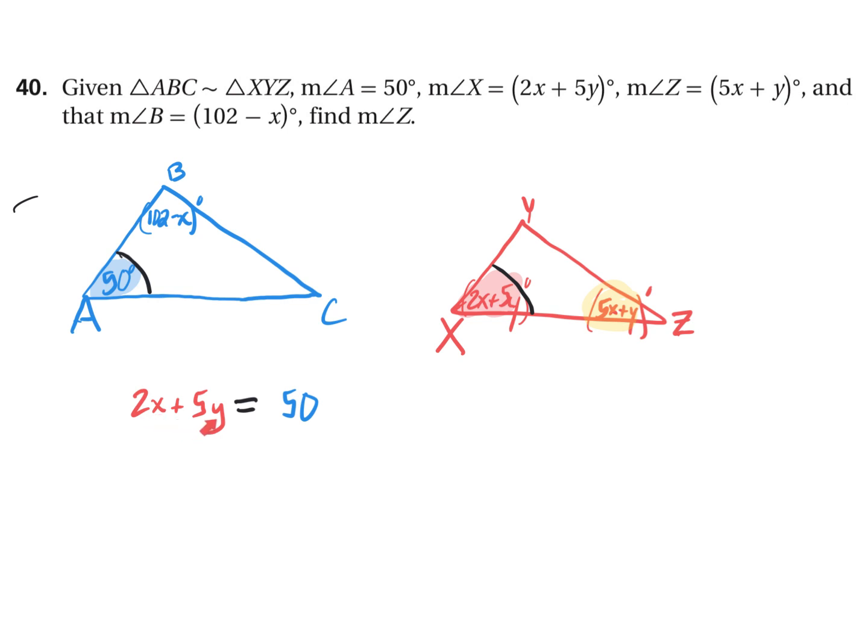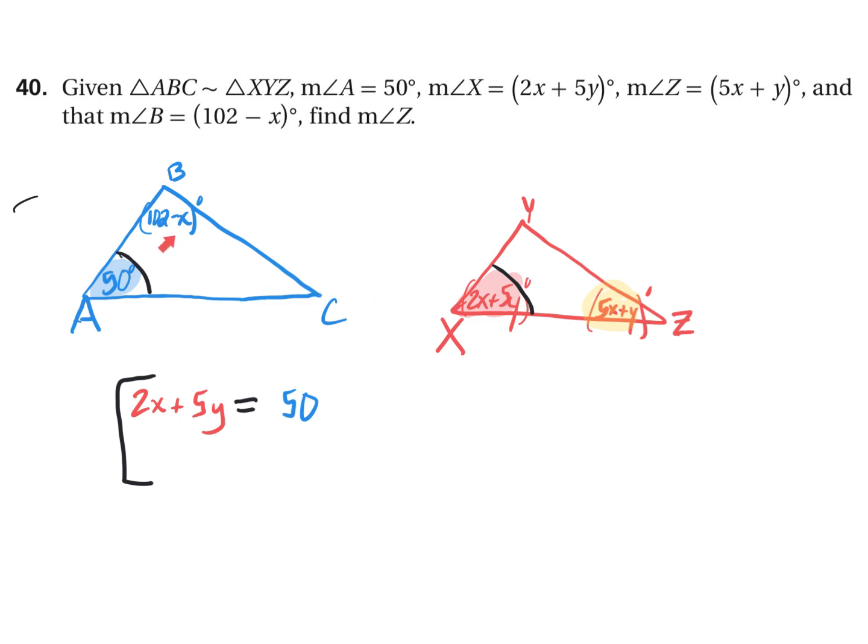And that's where the challenge of number 40 is. What will our second equation be in our system that will allow us to solve for x and y, and then we'll be able to answer the question, what's the measure of angle Z? So, second equation probably has to use something else. How can we use other information to set up our second equation?